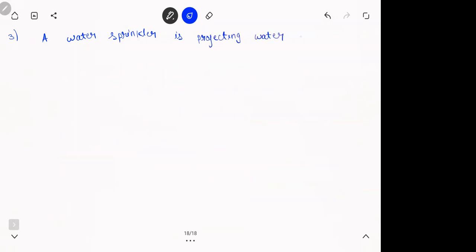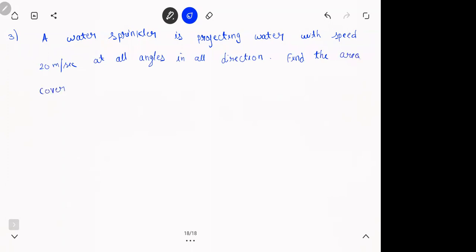It's projecting water with speed 20 meters per second at all angles in all directions. If you've ever been to a big garden park, you will see a water sprinkler spraying water in all directions. The question is, find the area covered in water. So how much area does this sprinkler cover with water?